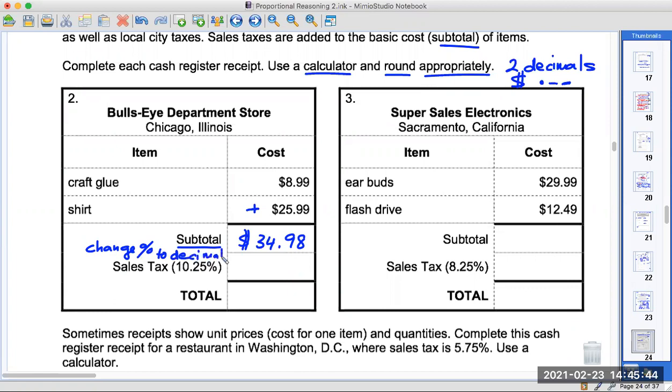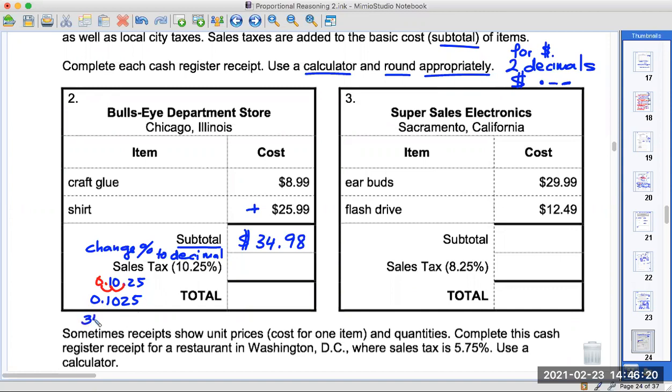Don't forget. So 10.25, you're moving your decimal 2 places to the left. You can add a 0. So that's 0.1025. You don't need to round this because this is not a dollar amount. You're rounding dollar amounts. For dollars you always round to 2 decimals, but not here. You leave that number and now you multiply.